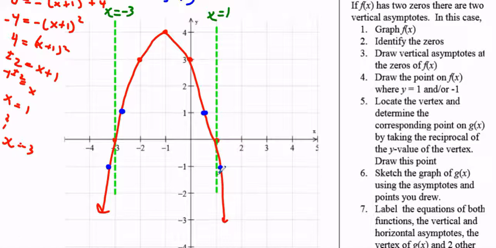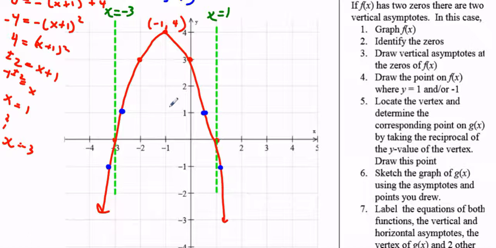Okay, so I know that these blue points that I've drawn are all points on my new function. Now it says locate the vertex, well there's the vertex there, and determine the corresponding point on g of x. Well, I know, let me just label this point. I knew that this was the point negative 1, 4. And so, for every point on my reciprocal function, I know that I can just put in the same x value, and out will pop the reciprocal of the y. That's the whole idea, right? These functions are reciprocals of each other, and so the y values are going to be reciprocals.